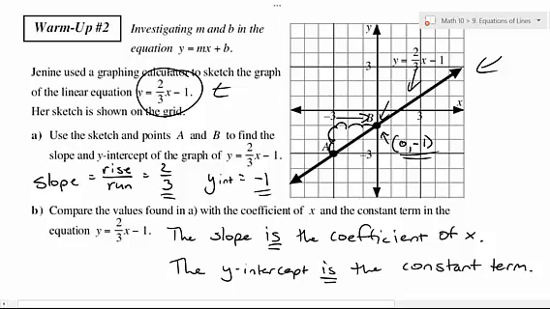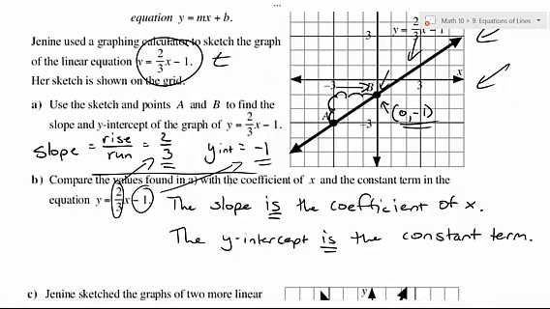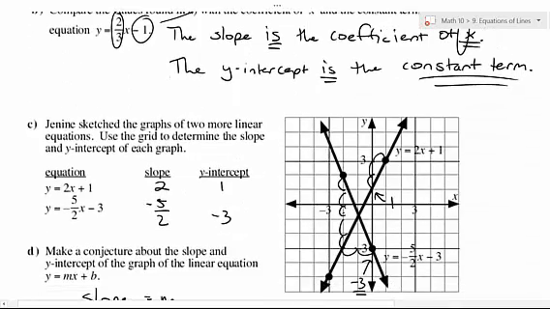Now it says compare the values found up here in A, which we used this graph to find, with the coefficient and the constant term. Well, here's the coefficient and here's the constant term, and these are surprisingly similar to what we found here and what we found here. So we can make a general rule that the slope is the coefficient of x, whatever's in front of the x, and the y-intercept is the constant term. Okay, this makes everything super easy. Let's check this again though.